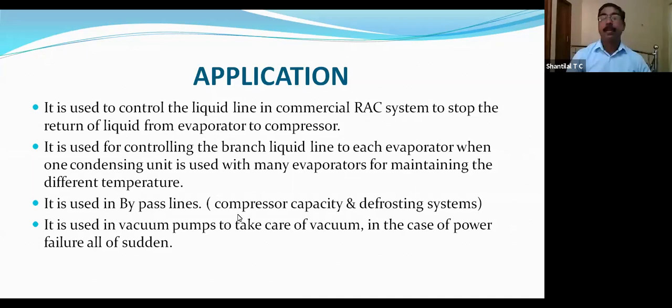And it is used in vacuum pumps to maintain the vacuum in case of sudden power supply failure. That means in the vacuum suction line, we connect this solenoid valve and connect it to the electrical supply. Suppose when a particular vacuum is reached, the electrical supply suddenly fails. What happens? Immediately we have to break the line. Otherwise, air will enter totally and the vacuum failure happens. To prevent that, we use a solenoid valve in the vacuum pump suction line. These are the applications of the solenoid valve.